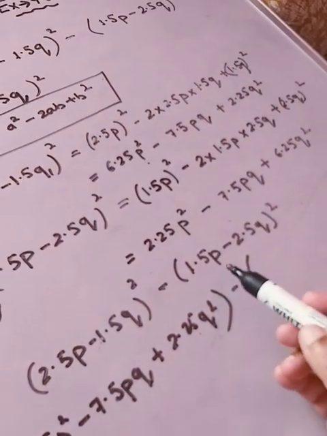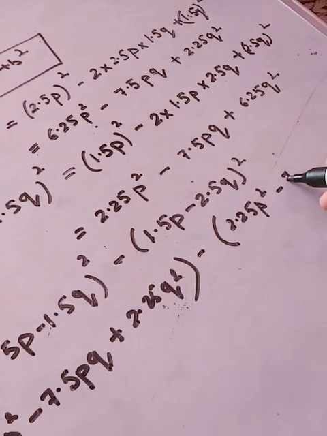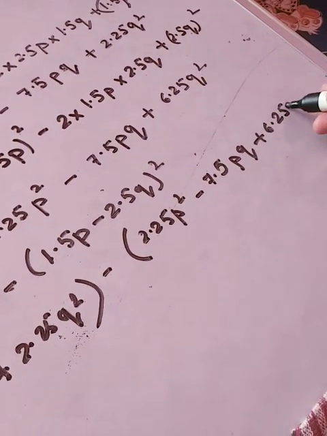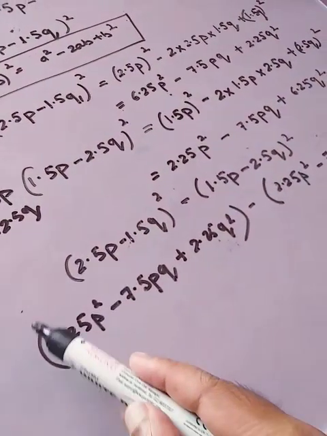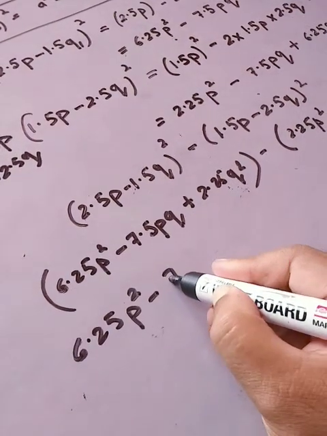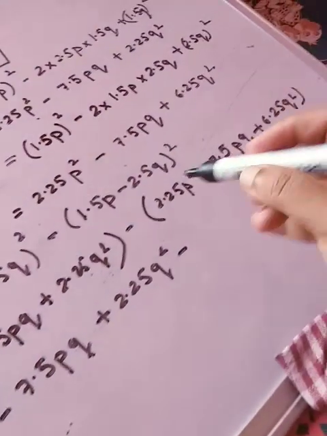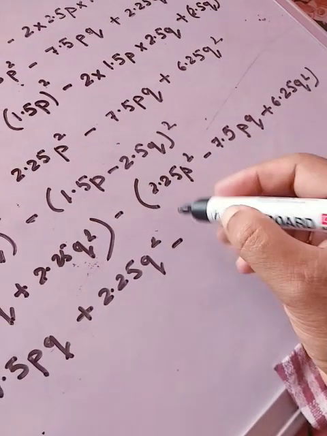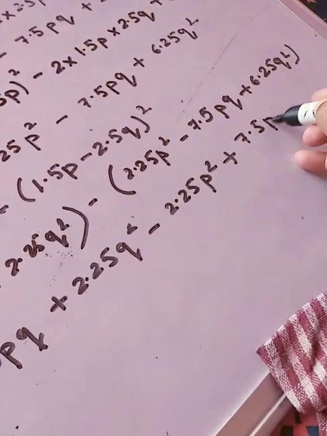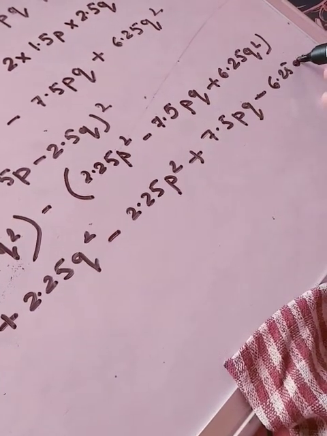Now minus, again we'll give one bracket. So what is the answer of this one? This is the answer. So we'll write 2.25 p square minus 7.5 pq plus 6.25 q square. Okay, now we'll open the bracket. Now outside this bracket is a plus sign, so no sign will change, it will all be intact. So this 7.5 pq plus 2.25 q square, minus, but outside this bracket we have a minus sign, so all the signs will change. How? Minus minus plus, so 7.5 pq, minus minus plus, minus 6.25 q square.